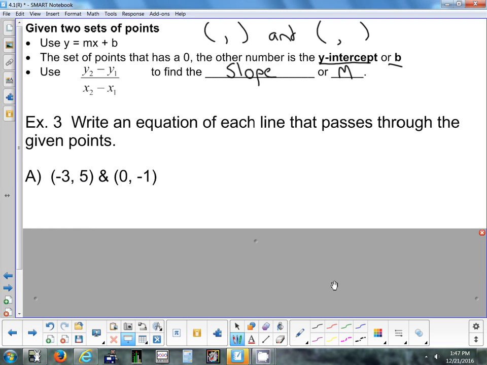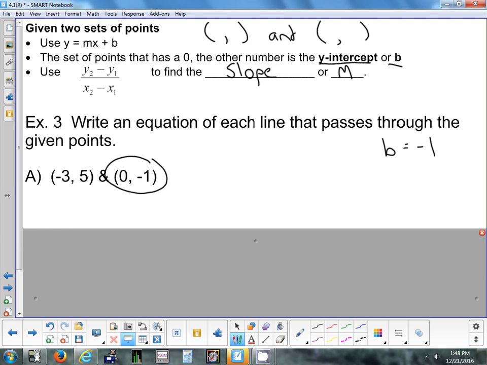So which set of points has the 0? The second, this is the one we should be looking at to find our y-intercept. Which number there is going to be our y-intercept? -1. The set of points that has the 0. The other coordinate is going to be your y-intercept. So in this case, like Maggie said, it's going to be -1. All right, so I'm just going to write b, that means y-intercept, equals -1. We're going to need that later.